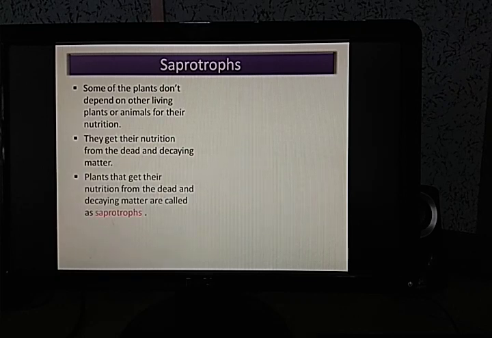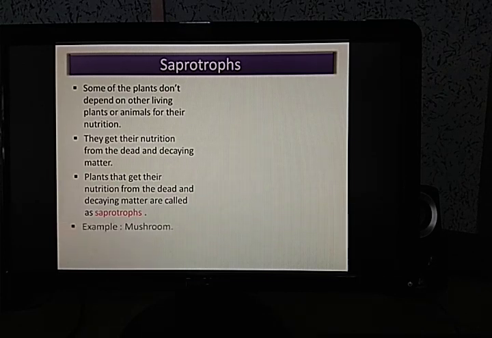Now plants that get their nutrition from the dead and the decaying matter are called saprotrophs. So here we get our definition. What are saprotrophs? Saprotrophs are such plants which get their nutrition from the dead and the decaying matter. It can be a dead plant or a dead animal.